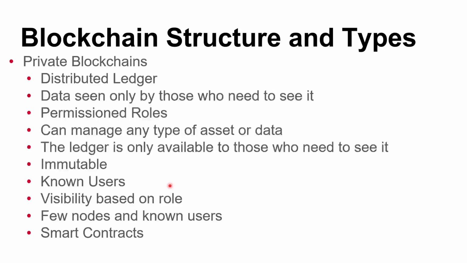We can see here what would be desirable. So a distributed ledger for a private blockchain, still desirable. Data is only seen by those who need to see it. Well, that's certainly desirable. Permission roles, yes, for the enterprise. Can manage any type of asset or data, absolutely. The ledger is only available to those that need to see it, for the most part. Immutable, good. Known users, visibility based on roles, yes, for the enterprise. Fewer nodes and known users, and certainly smart contracts.